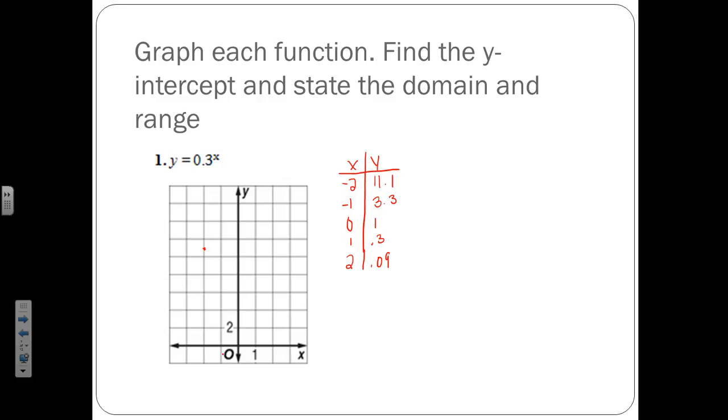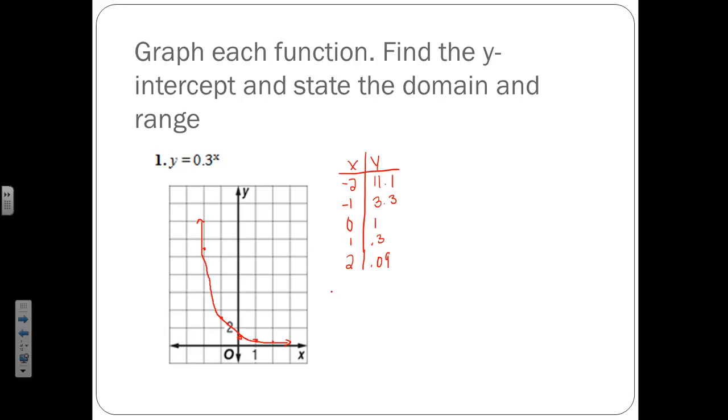And then -1, 3.3, 0, 1, 1.1, 0.3, and 2.2.09. After I plot those points, I'm going to connect them with a line and draw arrows to extend that line.